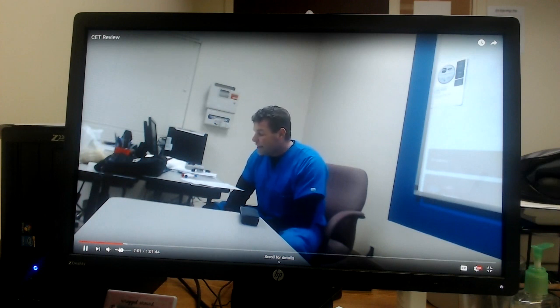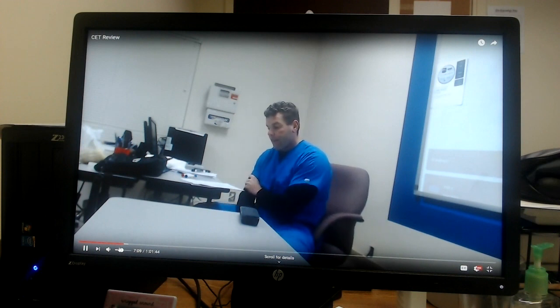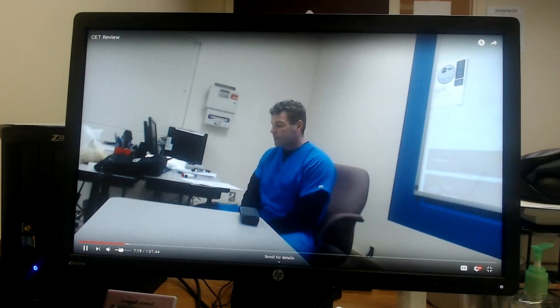While performing an EKG, a technician notices a flat line tracing on the monitor. Which of the following actions should the technician take first? B, check the patient, right? Just because it's shown on the monitor doesn't mean that they're actually flatlining. You want to make sure that they're responsive, that they're in the game, so to say.